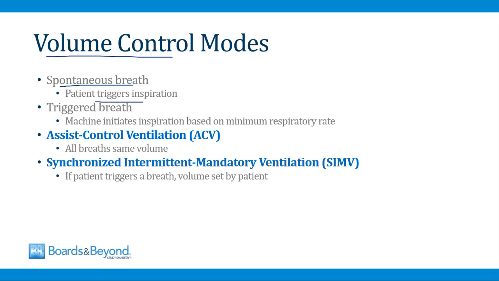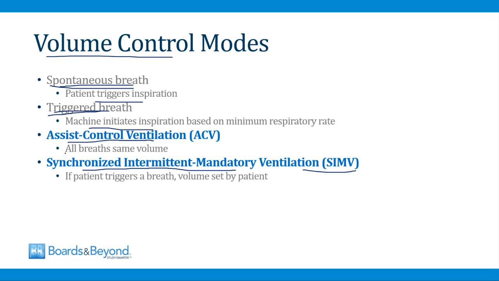The other way a patient can get a breath is called a triggered breath. So if the patient does not take a breath of air for a couple of seconds, based on the minimum respiratory rate you have set, the machine will initiate inspiration. So this means that there are two types of breaths a patient can get from a ventilator when you've set a minimum respiratory rate, either a spontaneous breath triggered by the patient or a machine-triggered breath triggered by the ventilator machine. So if you understand that, then it's easy to understand the two modes of volume control. One is called assist control ventilation, the other is called synchronized intermittent mandatory ventilation, or SIMV.